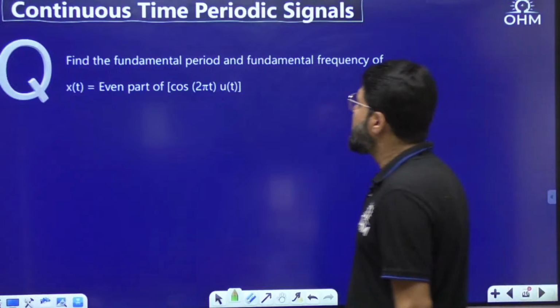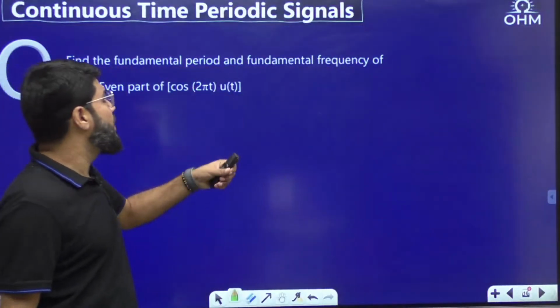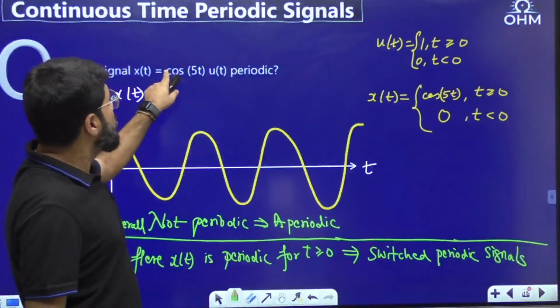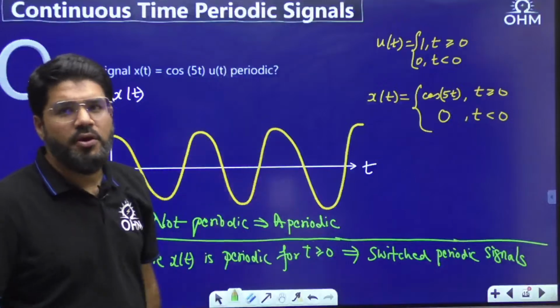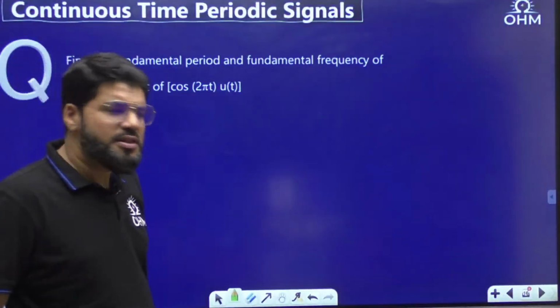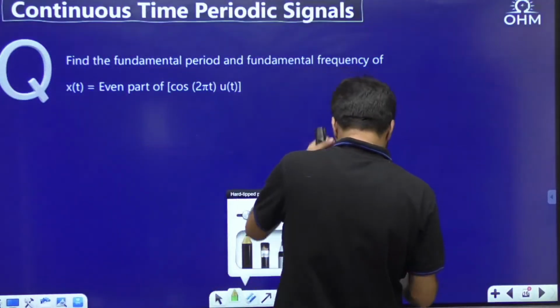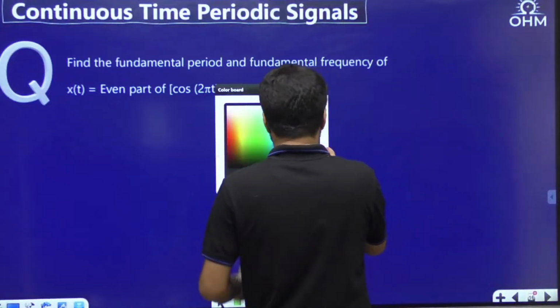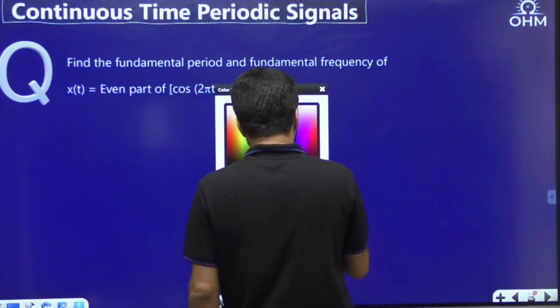Find the fundamental period and fundamental frequency of this signal: even part of cos 2 pi t u(t). Just now I told you cos omega t is periodic, but cos omega t u(t) is overall not periodic. This is a good question. Now, what is this even part of cos 2 pi t u(t)?